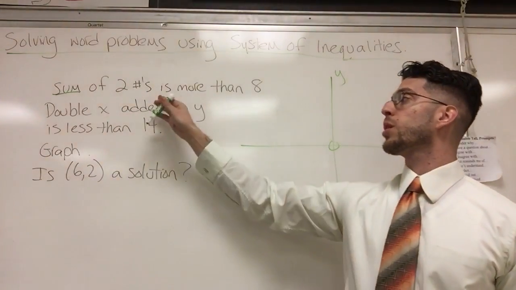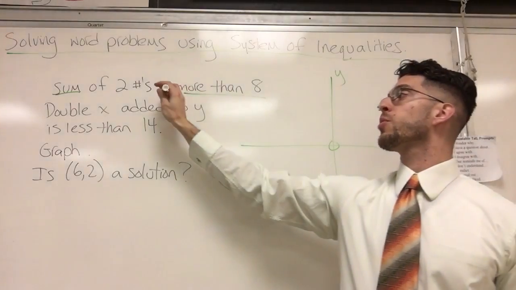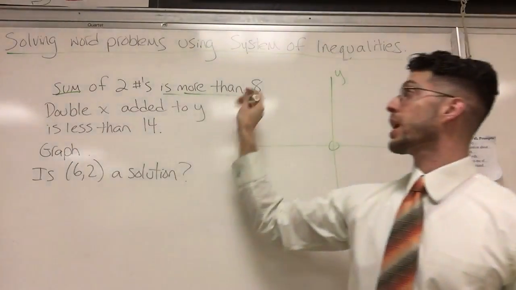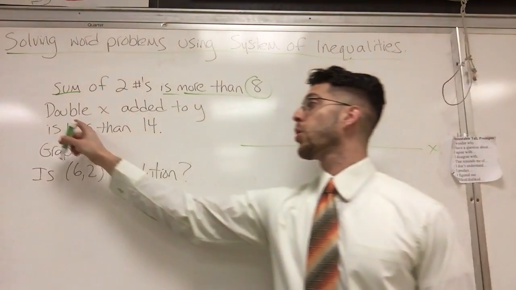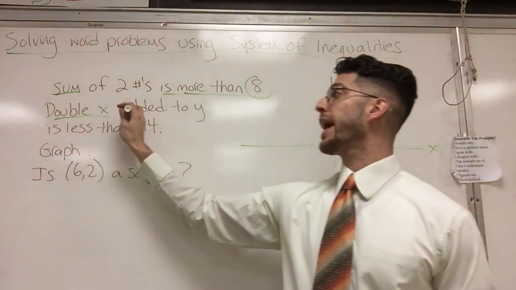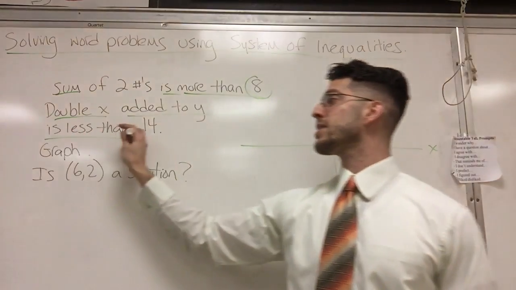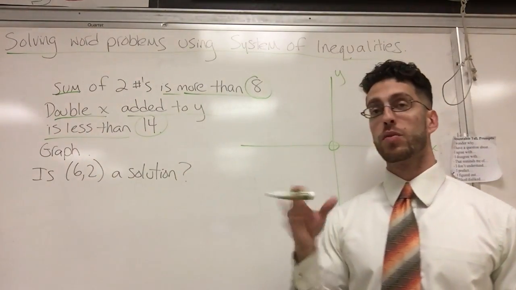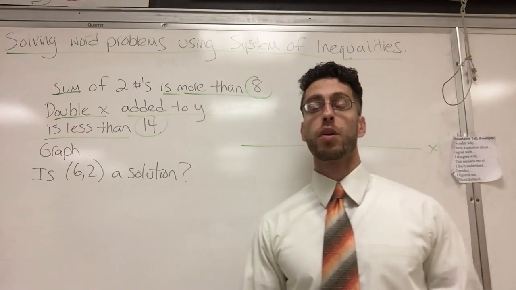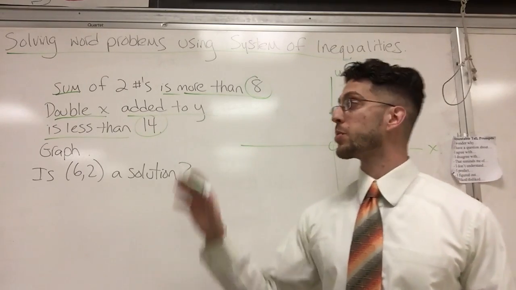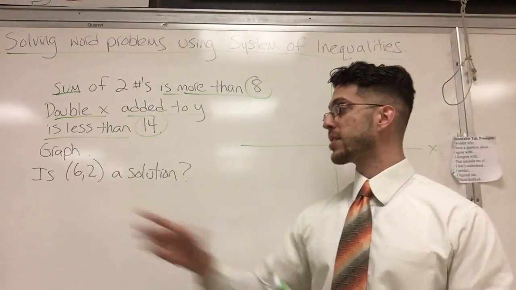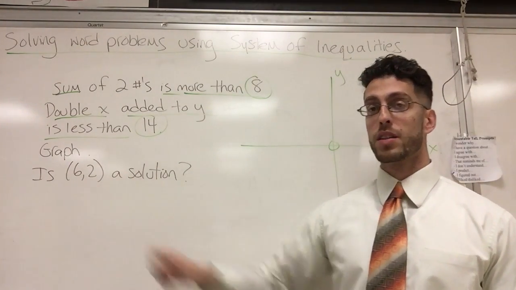The sum of two numbers is more than, actually the "is more than" goes together. It's more than 8. 8's important here. Double x added to y is less than 14. So basically it's all the keywords. There was very little fluff in this question. It could have been a word problem based on a real life situation, but this is kind of straightforward. Now they want me to graph it, and then they ask you if 6, -2 is a solution. So I'm going to come back to this in a second.